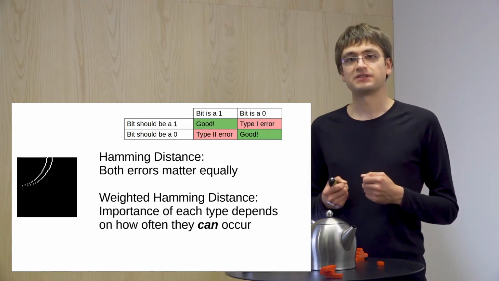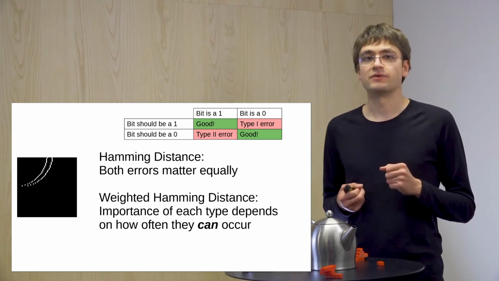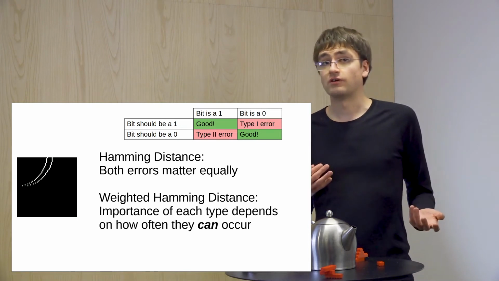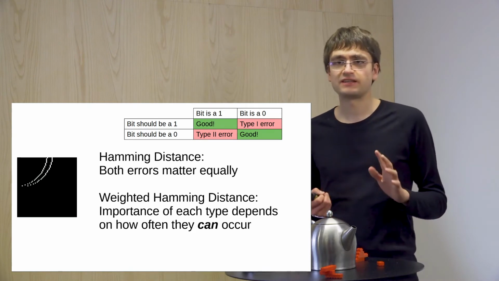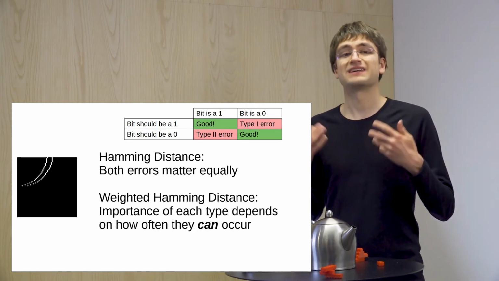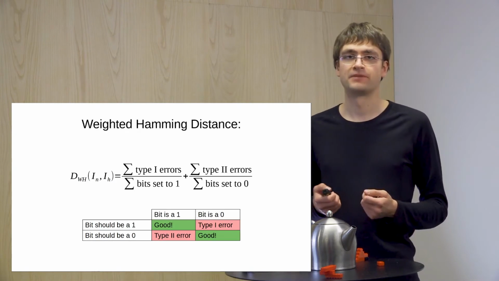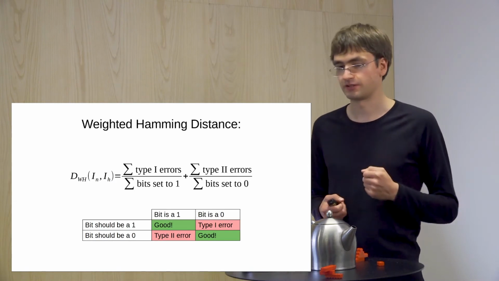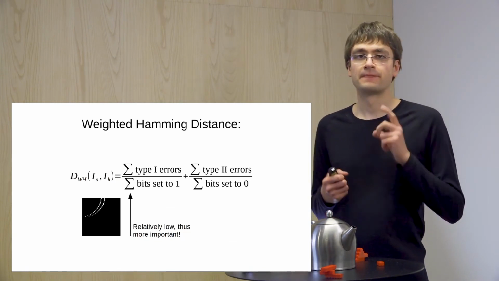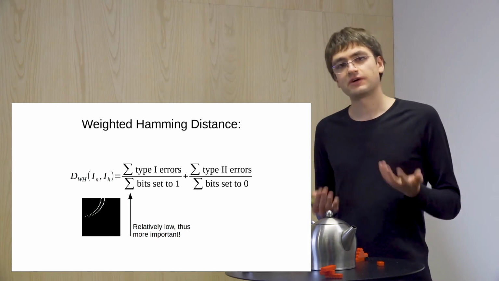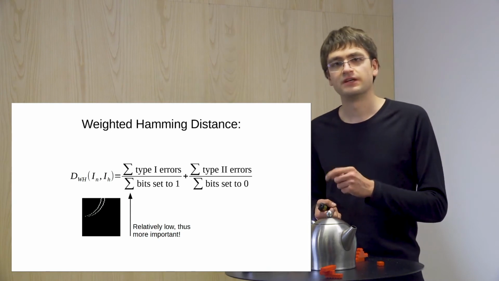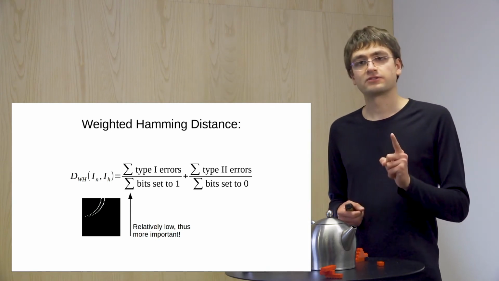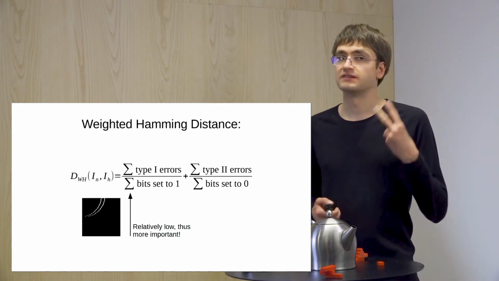In the case of Hamming distance, both of these errors have a weight of 1. You just count how often any such errors occur. But for weighted Hamming distance, you instead count each bit error by how often it can occur, as you can see in the equation here. As an example, in the case of our QUICCI images, there are a lot of zeros, but very few ones. Therefore, the type 1 errors result in much more distance than type 2 errors.